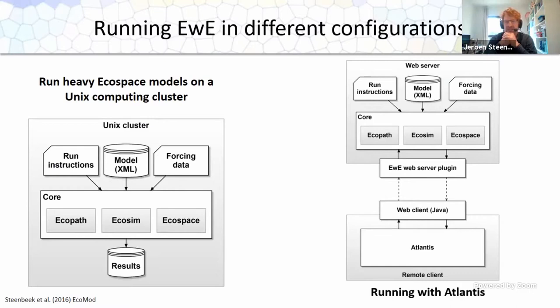And it was communicating over the net with Atlantis running in Hobart, and Atlantis and Ecospace were running together. Atlantis did the big nasty modeling and used Ecospace for food web dynamics. And the two models interfaced, talked together, and performed runs together. This was an experiment to see how far we could push things. I don't think it's ever been published.